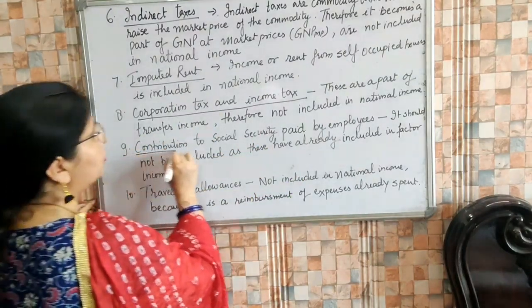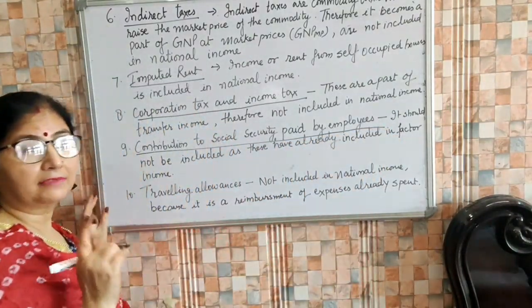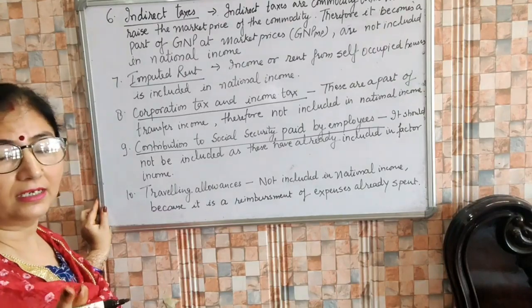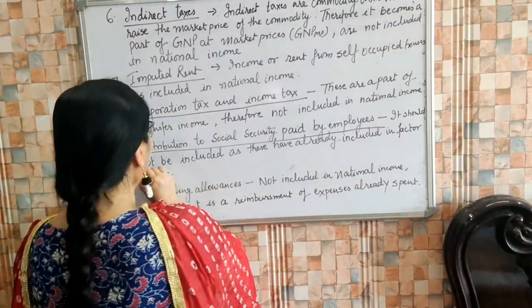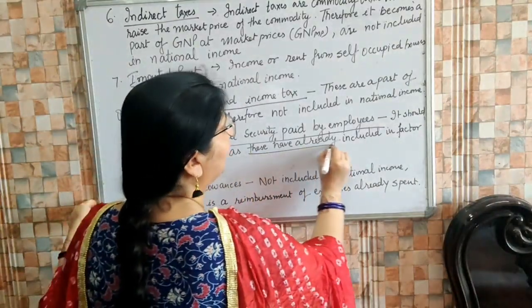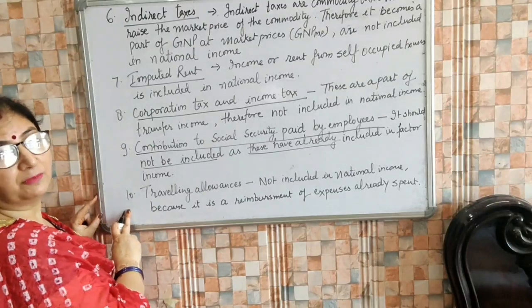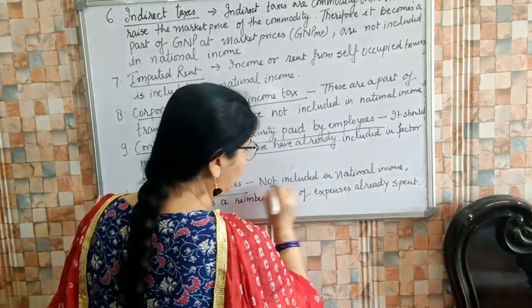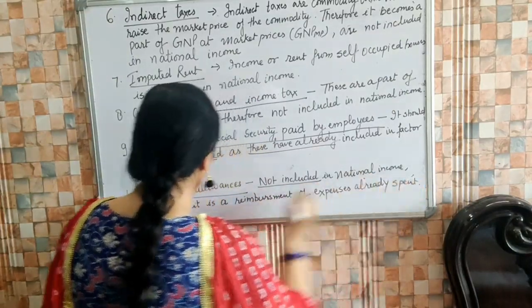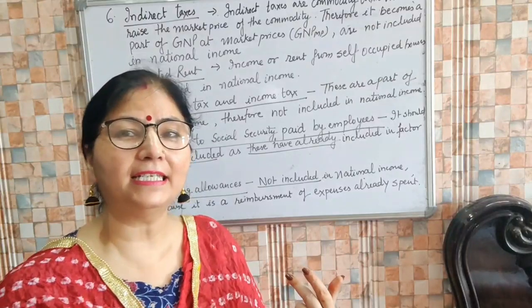Now, contribution to social security paid by the employees. ऐसे जैसे हमने बताया था आपको कि employer का count होता है, employee का count क्यों नहीं होता? It should not be included as these have already been included in factor income. Now the last but not the least, that is traveling allowance. This is also not included in national income because it is a reimbursement of expenses already spent.